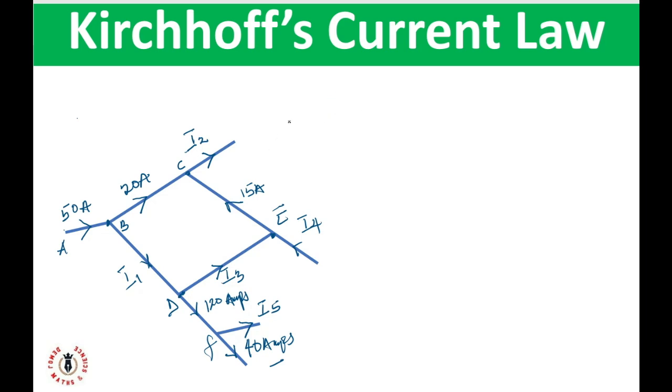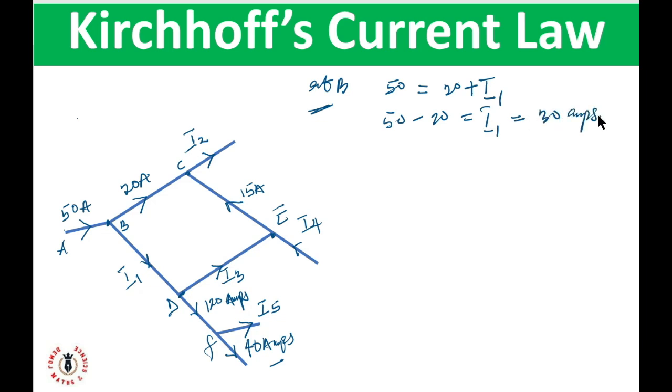Now, at node B, let's take the first node. At node B, I have 50 amps coming into the node, and we have 20 amps and I1 leaving the node. Based on current law, we know that the sum of the current coming into the node is equal to the sum leaving the node. So my 50 amps will be equal to 20 plus I1. So that 50 minus 20 will be equal to I1. Invariably, my I1 is the same thing as 30 amps.